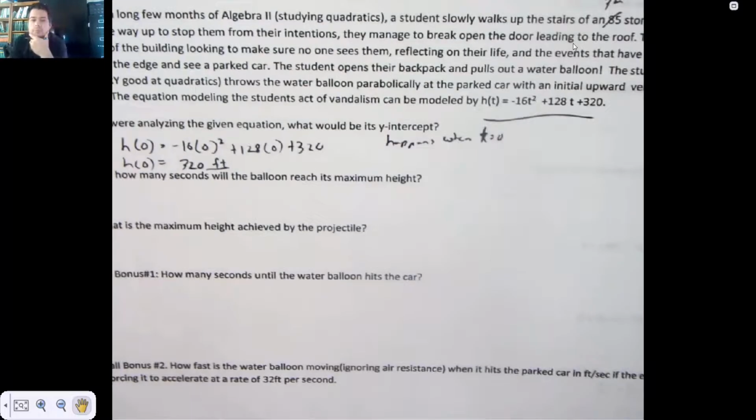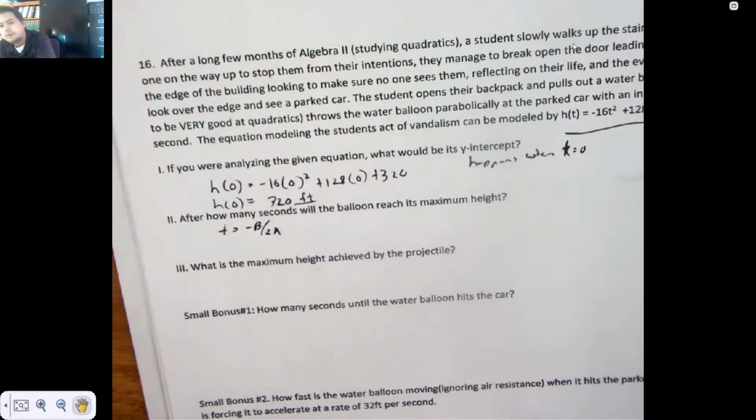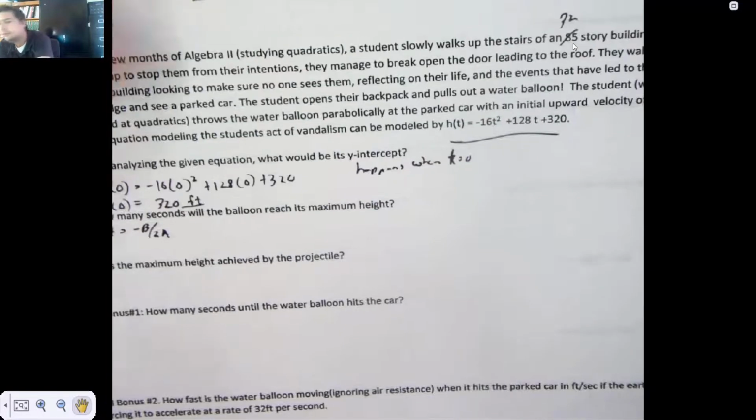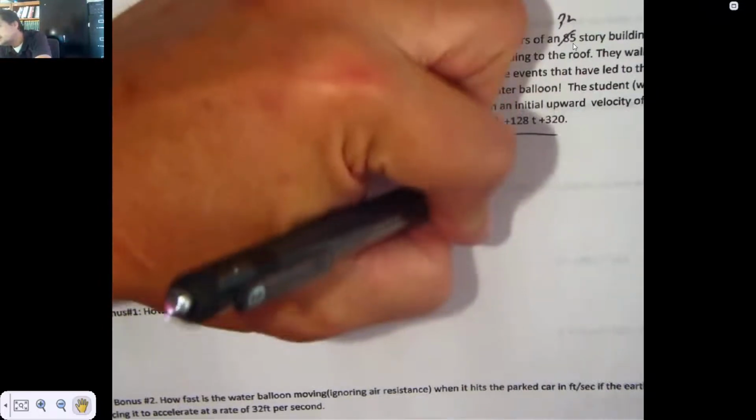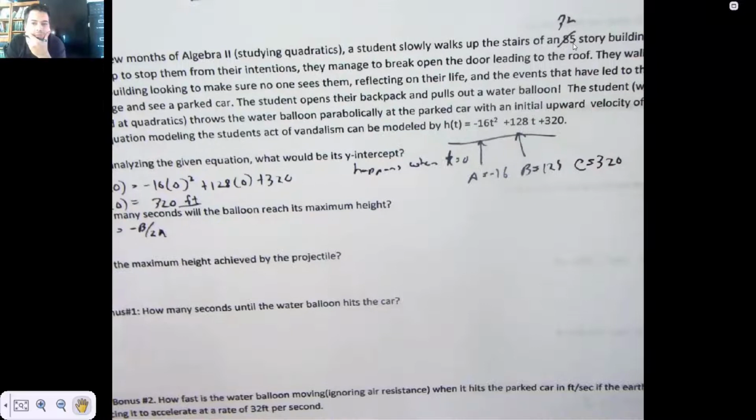After how many seconds will the balloon reach its maximum height? That is going to happen at opposite b over 2a. So I'm going to go back and look at my equation here. A is negative 16. B is 128. And C, if I need it, it's 320. Probably don't need it. Not yet.